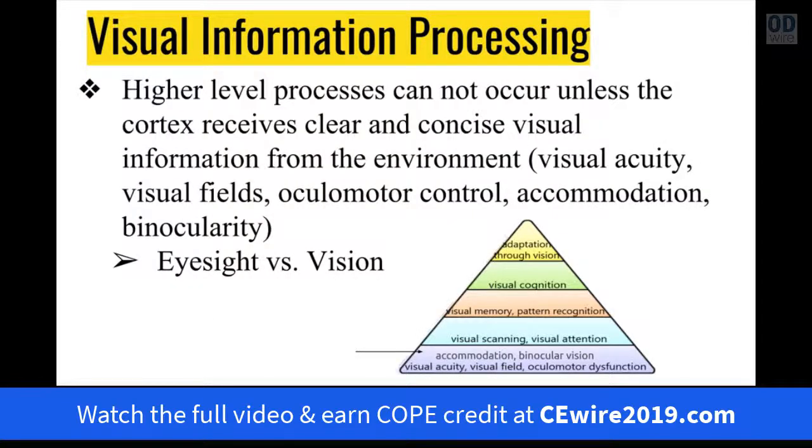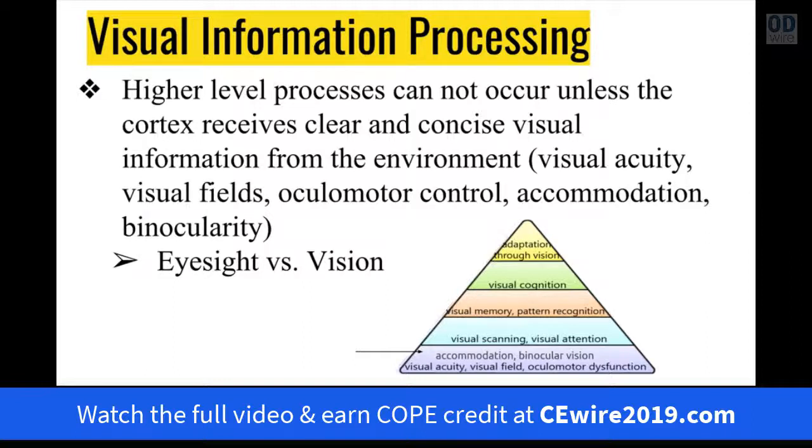And then we go down to the very bottom level, so the thing that holds everything else up. So our higher level processing cannot occur unless the cortex is receiving clear and concise visual information from the environment. So this includes our ocular health, our visual acuity, visual fields, ocular motor control, and I'm also going to add in accommodation and binocularity, which are not in the original pyramid scheme.